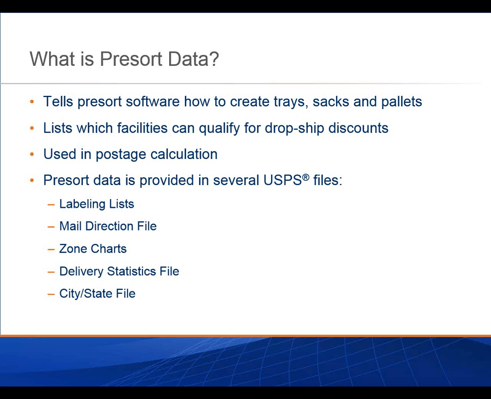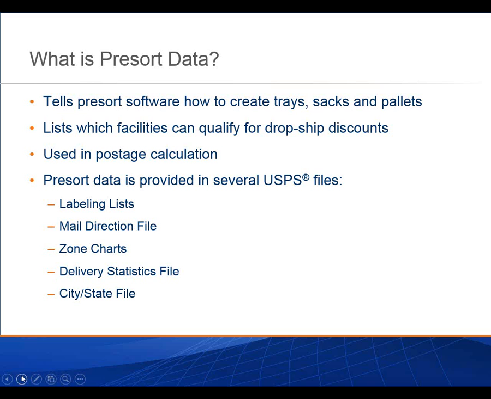If you take a closer look at all of this and look at what are the actual files, it can be broken out into 5 main file sets that are classified as Presort data. The first one is the label list data. The labeling lists contain all the information for making those sacks, trays, pallets, and bundles as well. With the label list file, there's also the mail direction file. The mail direction file has a bunch of additional information in it that provides Presort the information it needs to determine, for example, where you can go to take the mail to earn a dropship discount.